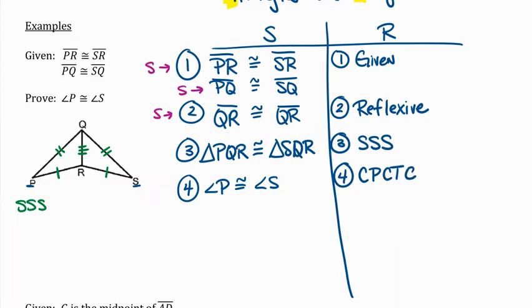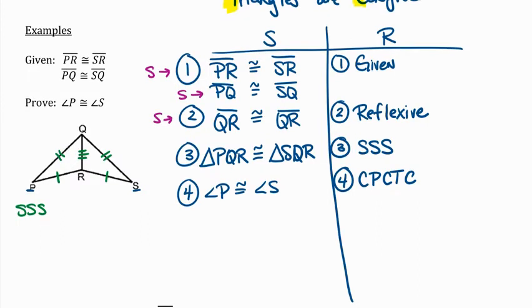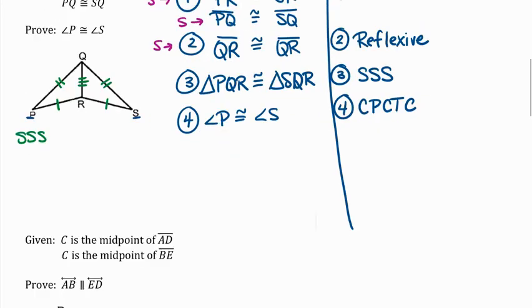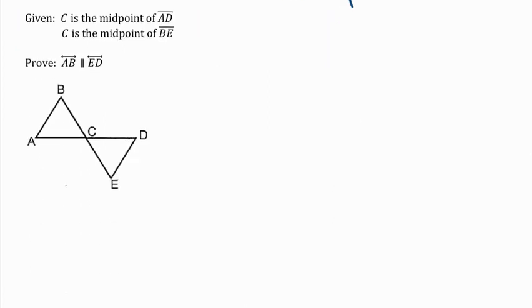Okay, a quick note, just know that this CPCTC reason should always be said after you have two triangles congruent. You'll never use CPCTC unless you already know that two triangles are congruent. Okay, so there's one, and notice it just went one step further than what we did before. Let's try one more.